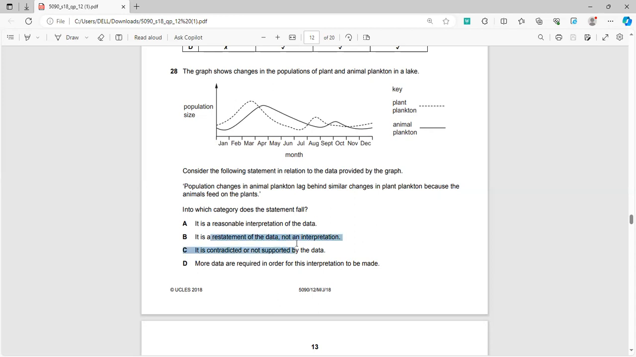It is a restatement of the data. It is contradicted? No, it is supported by the data. So option C is correct. I think it is a reasonable interpretation of data.